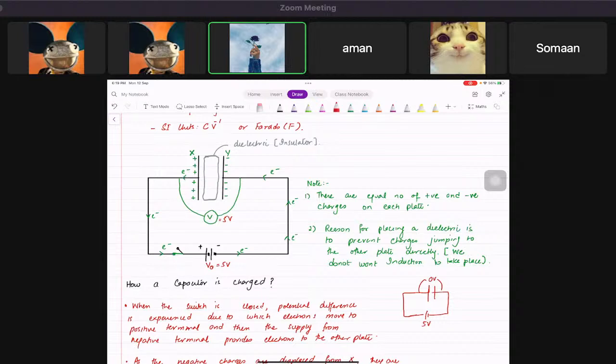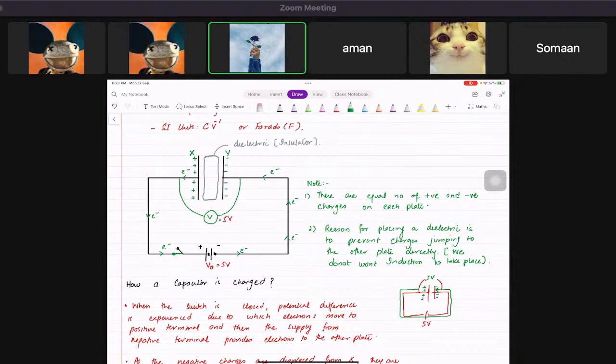Yes, sir. So what will happen? The charges are going to flow, and then they're going to gather. So when the redistribution is occurring, what is really happening? This potential is increasing, like 1 volt, 2 volt, 3 volt, and when it comes to 5 volts, the potential difference between the plate and the battery is just the same, right? Because the potential difference is not there anymore, the charging will terminate. Do you understand? Yes, sir.